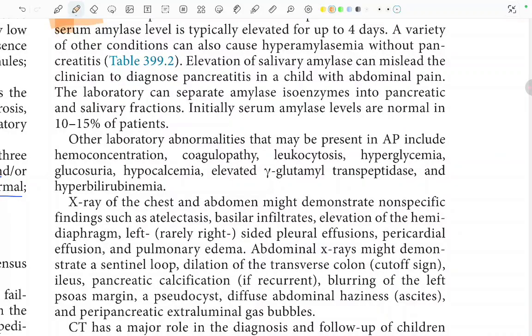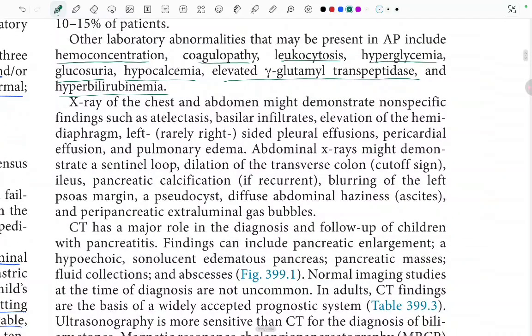Other laboratory abnormalities that may also be present in acute pancreatitis include hemoconcentration, coagulopathy, leukocytosis, hyperglycemia, glucosuria, hypocalcemia, elevated gamma glutamyl transpeptidase and hyperbilirubinemia. Fine. These are the other lab abnormalities.